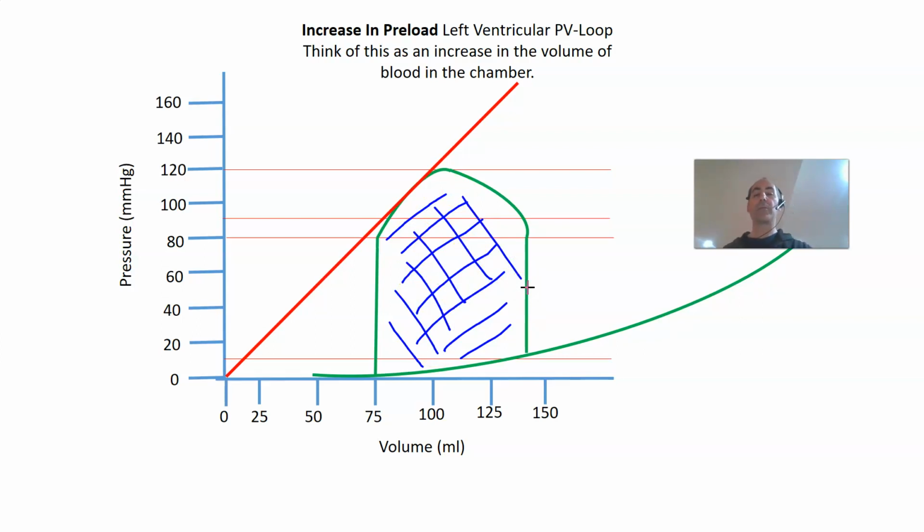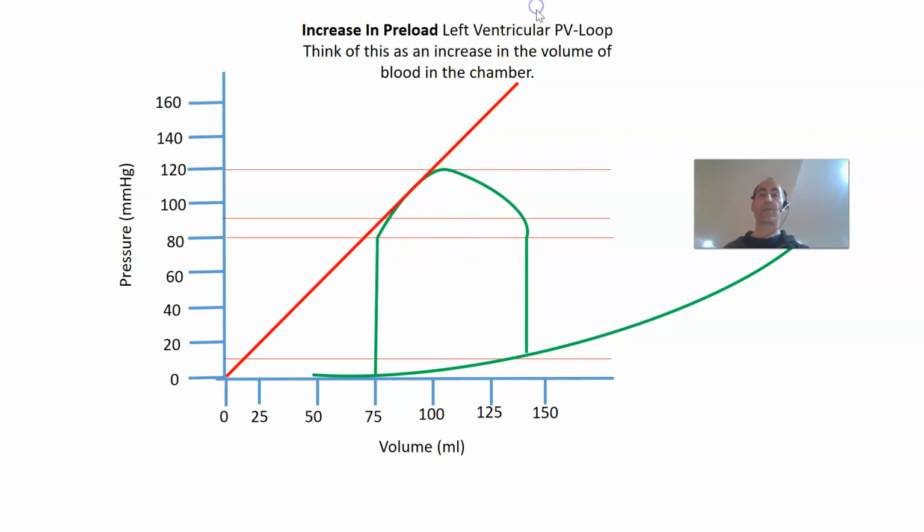So in a normal standard curve, the way we're defining it, the preload would be the difference between the end diastolic and end systolic, which in this case happens to be about 65 mils of blood. So what happens if you increase preload? You start all of these problems from the same place. You start them from this point here, which is end systolic volume, which in this case happens to be about 75 mils.